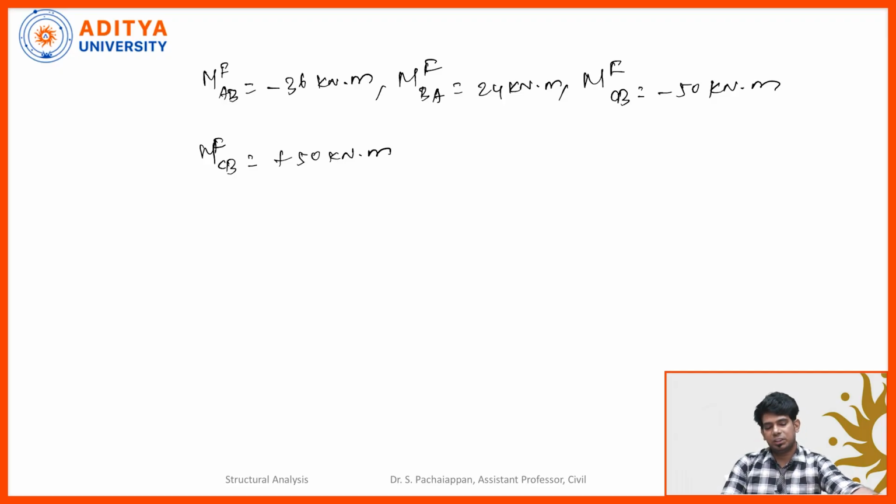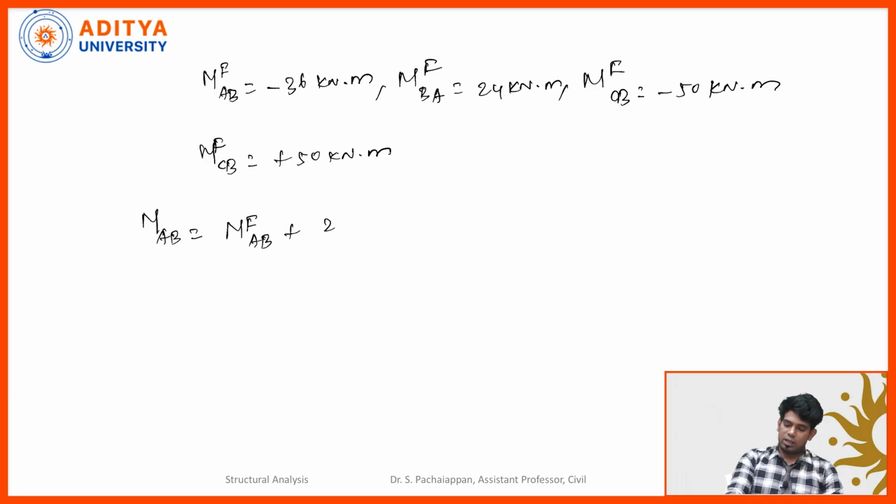Then what is the next step? In the next step, we are going to apply the slope deflection equation. So let's write MAB equal to, I am writing the equation for the first span. So MFAB plus 2 times EI by L into 2 times theta A plus theta B minus 3 del by L.